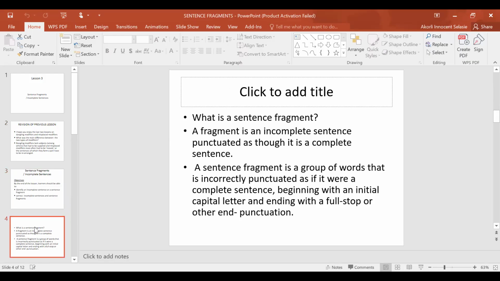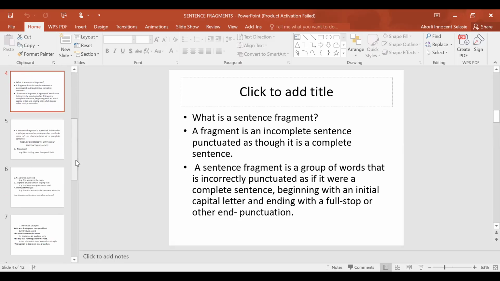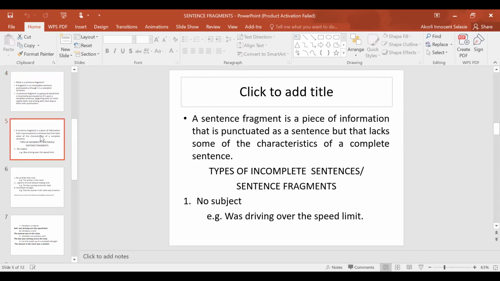What is a sentence fragment? A fragment is an incomplete sentence punctuated as though it is a complete sentence. A sentence fragment is a group of words that is incorrectly punctuated as if it were a complete sentence, beginning with an initial capital letter and ending with a full stop or other end punctuation. A sentence fragment is a piece of information that is punctuated as a sentence, but that lacks some of the characteristics.